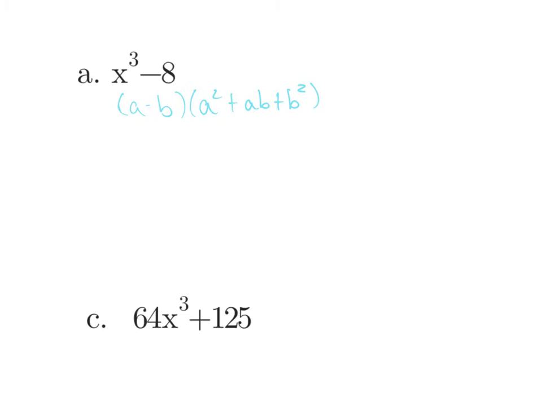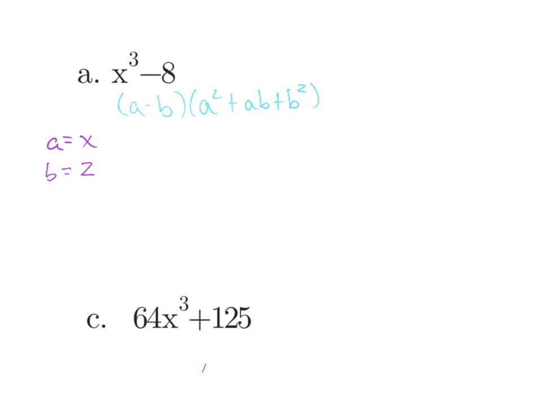So the first thing I'm going to do is come off to the side and figure out what is a and what is b. What cubed gives you x cubed? Well, hopefully you guys know that that's x. For b, what cubed is equal to 8? That's going to be 2. 2 times 2 is 4, times 2 is 8.